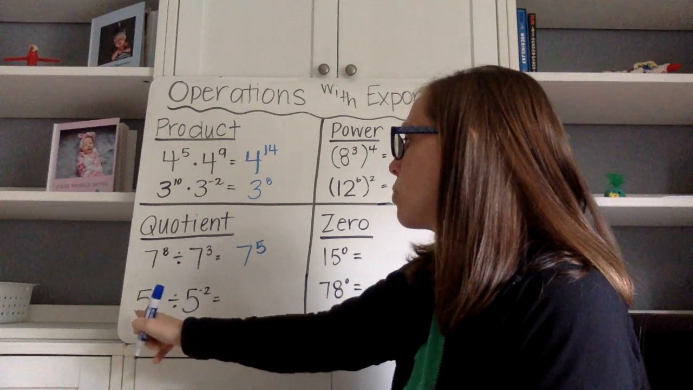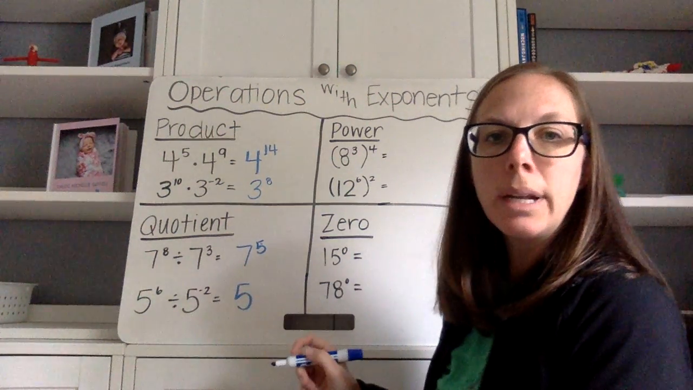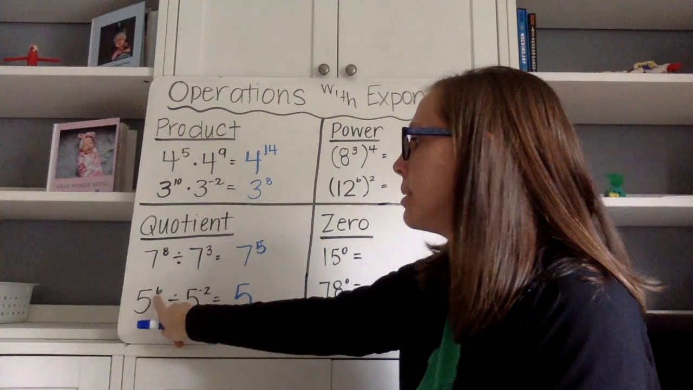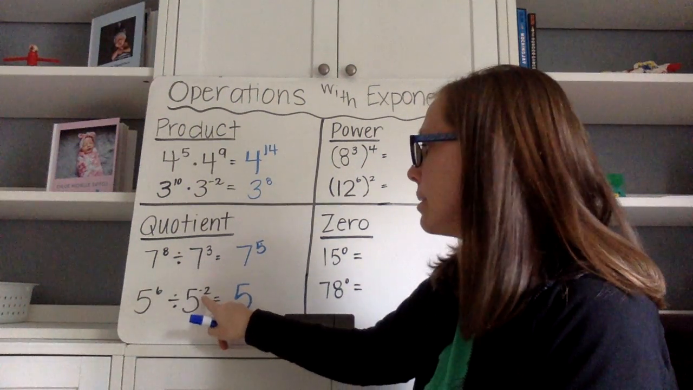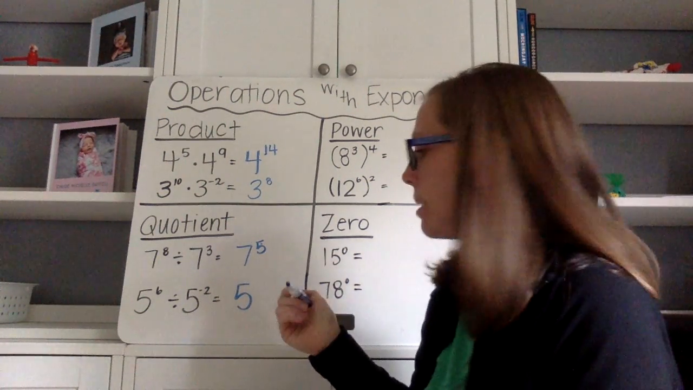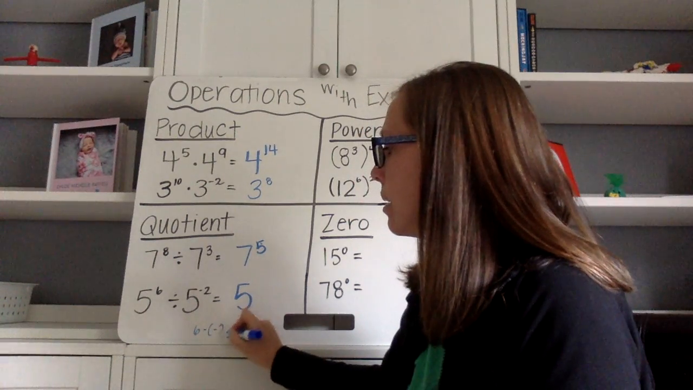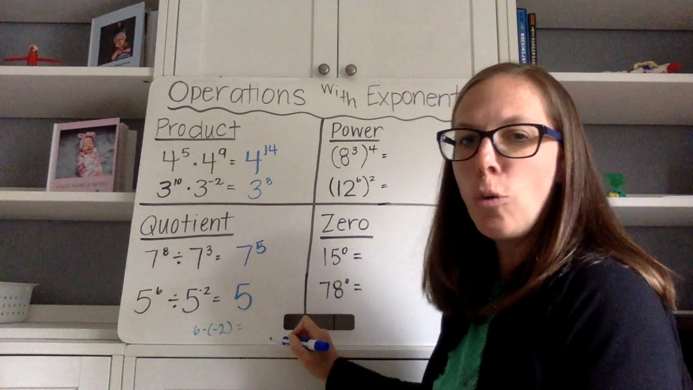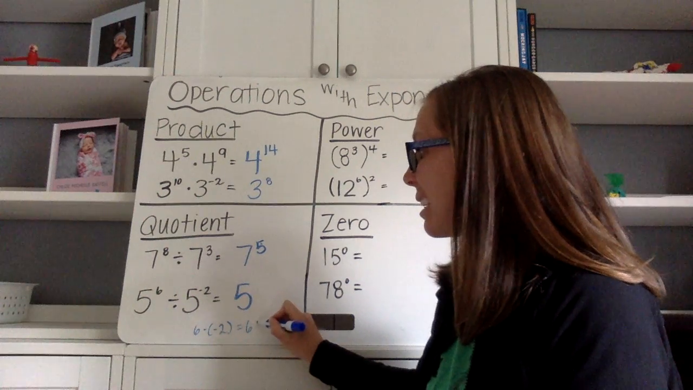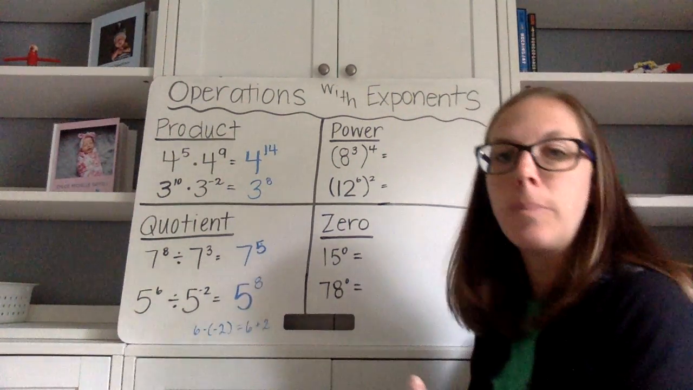For this next one, I have a base of 5. Now when I subtract, I have to be careful. This exponent is 6. This exponent is negative 2. 6 minus negative 2, and I'm going to write it down here just so you can see it. 6 minus negative 2. I hope you remember that really is like 6 plus 2, which means our exponent here is going to be 8.